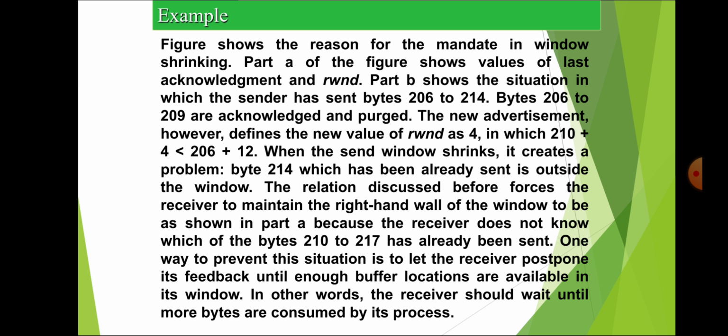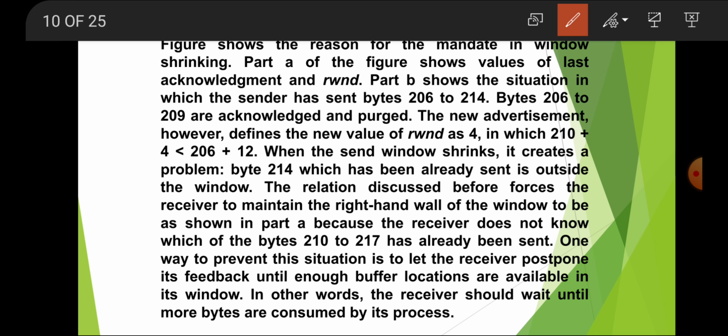The figure shows the reason for the mandate in window shrinking. Part A of the figure shows the value of the last acknowledgement and RWND. RWND means receiver side window. Part B shows the situation in which the sender has sent the bytes 206 to 240. Keep in mind what I am taking as the example; I will show you that diagram in the next slide. Bytes 206 to 209 are acknowledged. The new advertisement defines the new value of the receiving window as 4, in which 210 plus 4 is less than 206 plus 12.